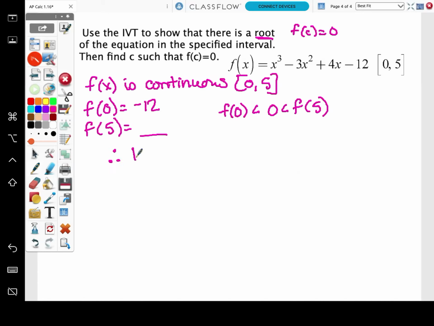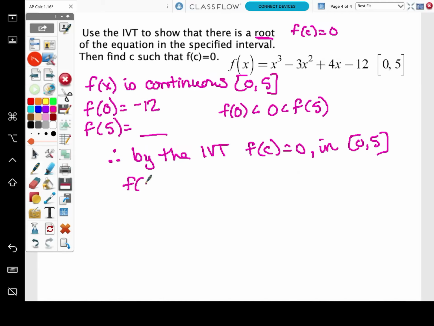Now, there's a value that exists. So by the intermediate value theorem, f of C equals 0 somewhere in 0 to 5. Okay, now we want to find it. So f of C just takes c and replaces x in our function. So we will have c cubed minus 3c squared plus 4c minus 12. And if I want to know when f of c equals 0, I'm going to set it equal to 0.